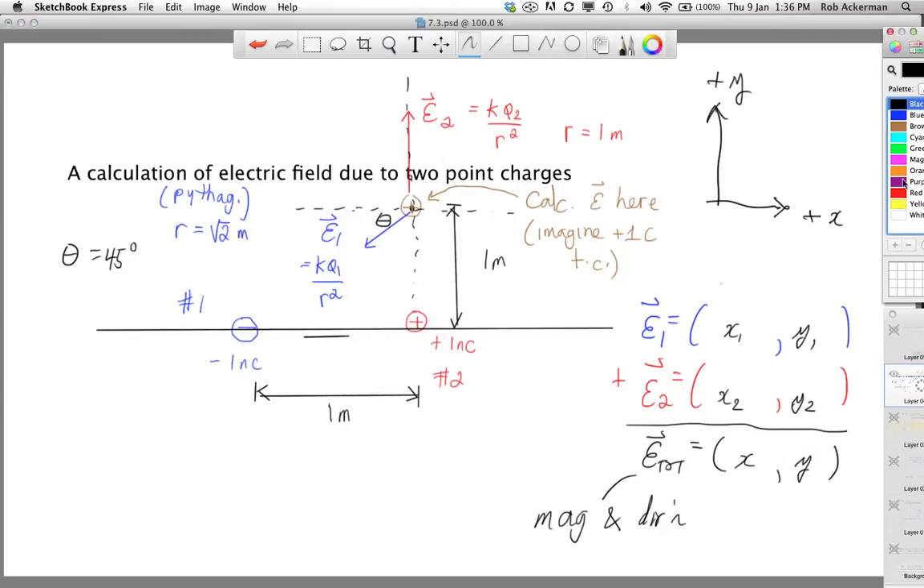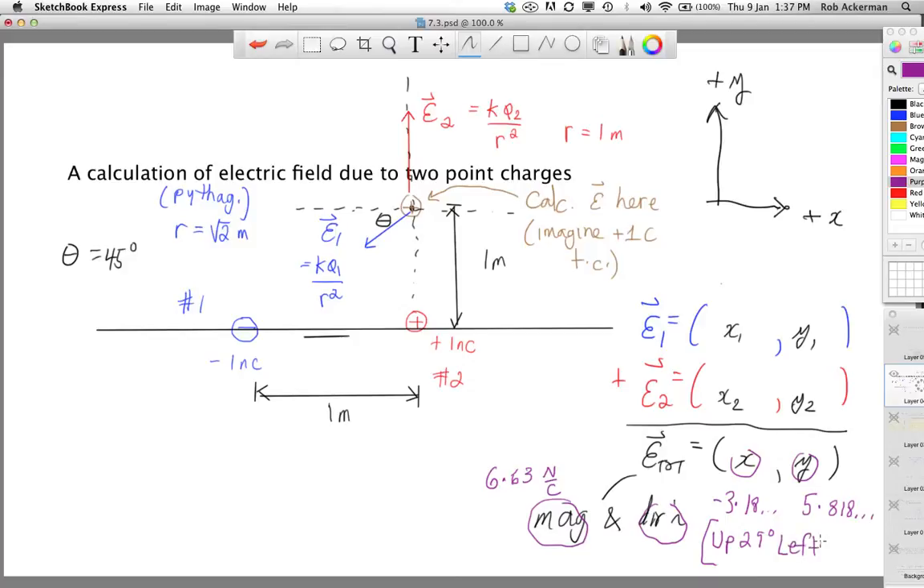What I got for this component is negative 3.18 and some extra digits, and for the y value, I got 5.818 and some extra digits, so that when I found the magnitude of these, I got 6.63 newtons per coulomb, and when I got the direction, that ended up being about 29 degrees up and to the left. Okay, so something like in that direction.